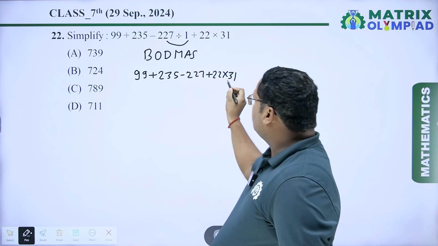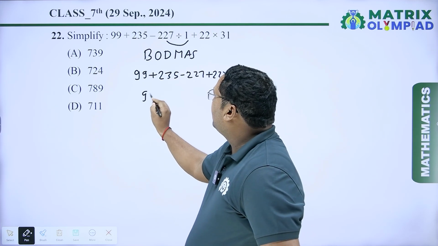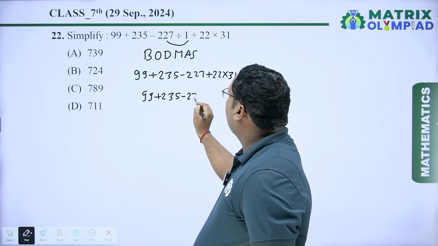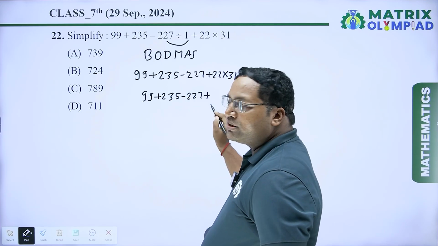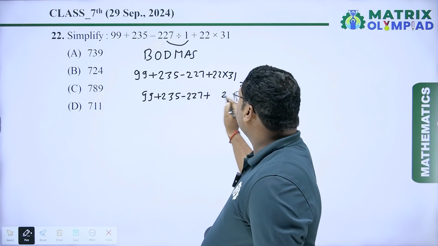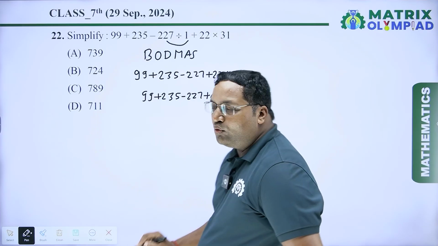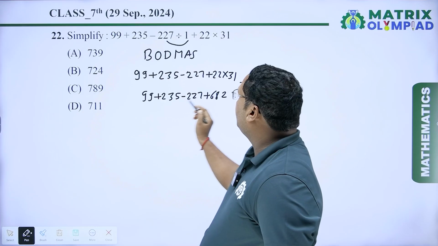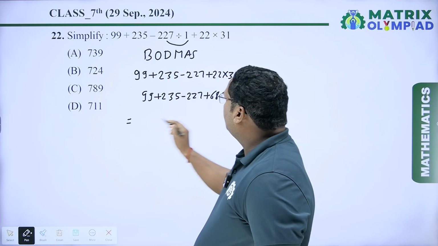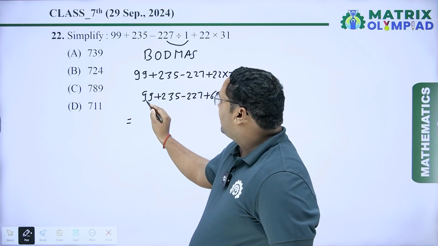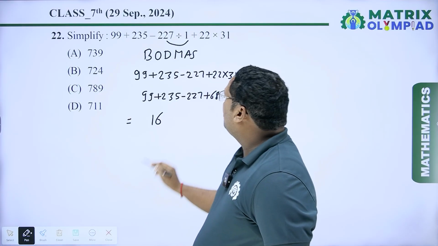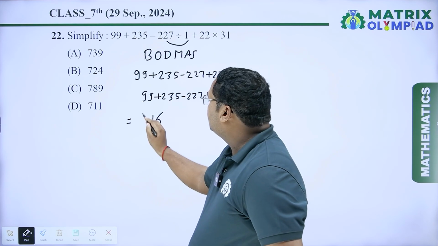Now we have to solve this multiplication. 22 ones are 22, carry 2, 22 threes are 66, 66 plus 2 is 68, so 682. Now we have to add 99 plus 235 plus 682. 9 plus 5 is 14, 14 plus 2 is 16, carry 1. 9 plus 1 is 10, 10 plus 3 is 13, 13 plus 8 is 21, carry 2. 2 plus 2 is 4, 4 plus 6 is 10.